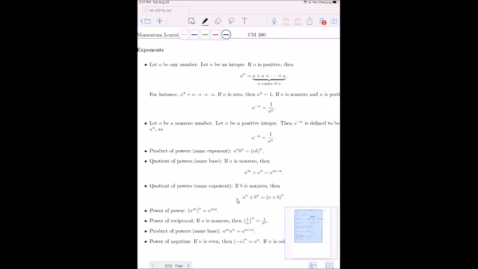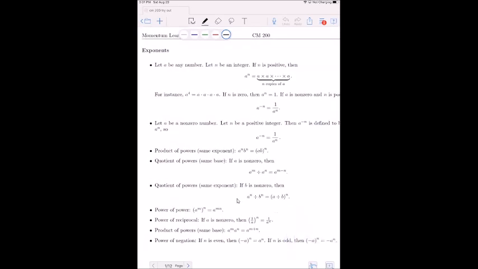Here we have some rules. First of all, what is exponent? Let's have a look at that. A is any number and n is an integer, a to the power of n. So be careful, the power, the exponent must be an integer. It can be positive or negative.